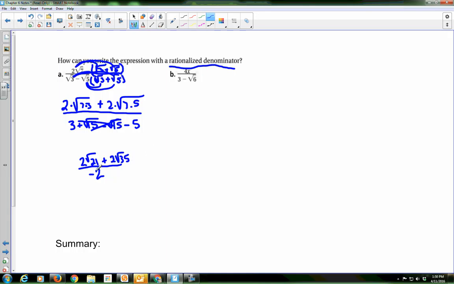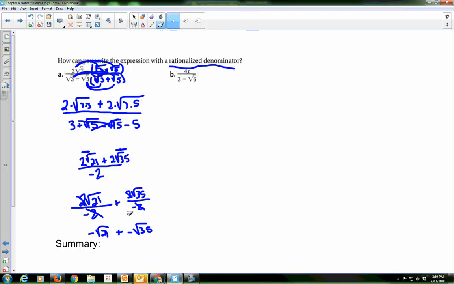Awesome. So I'm going to go ahead and give each of these terms its denominator of negative 2. So I get 2 root 21 over negative 2 plus 2 root 35 over negative 2. That way I know 2 goes into 2. So this is negative root 21. 2's cancel and give us negative 1. Plus 2's cancel and we get negative root 35. Go ahead and just write it as minus root 35. So the answer is negative root 21 minus root 35. All right, let's see that one more time.